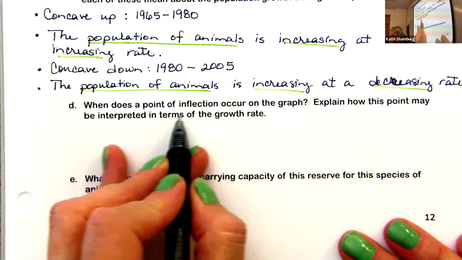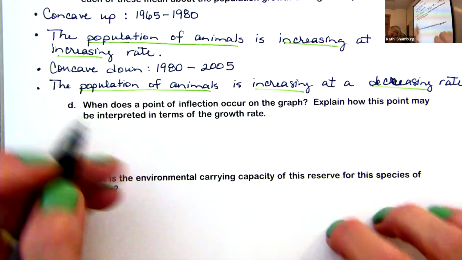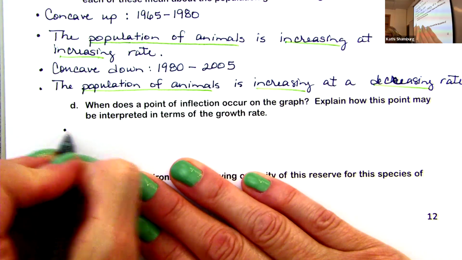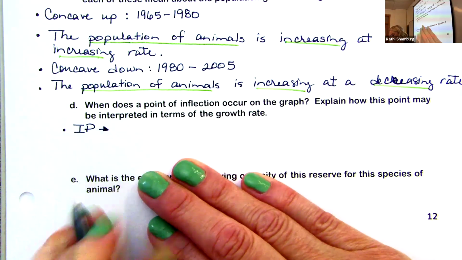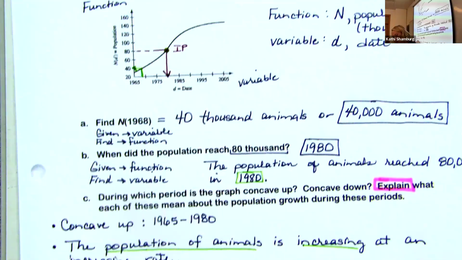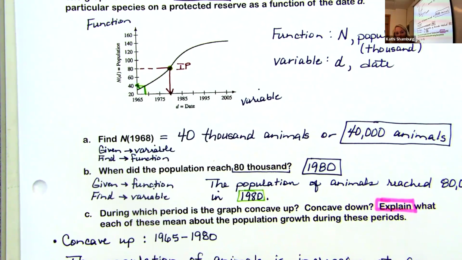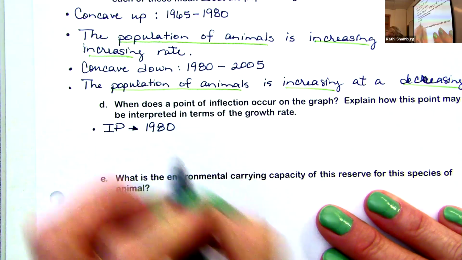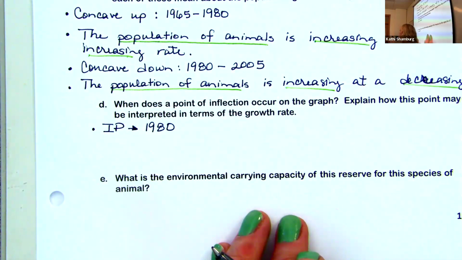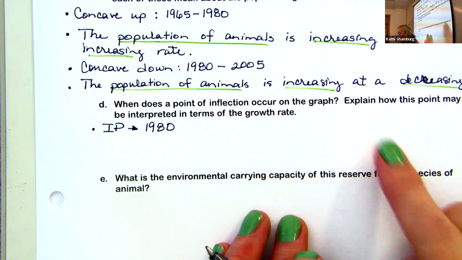Okay. When does a point of inflection occur? So basically I am asking, your inflection point occurs when. It says when, so it's going to want to know a date. 1980. And remember, we're talking about the population of animals.